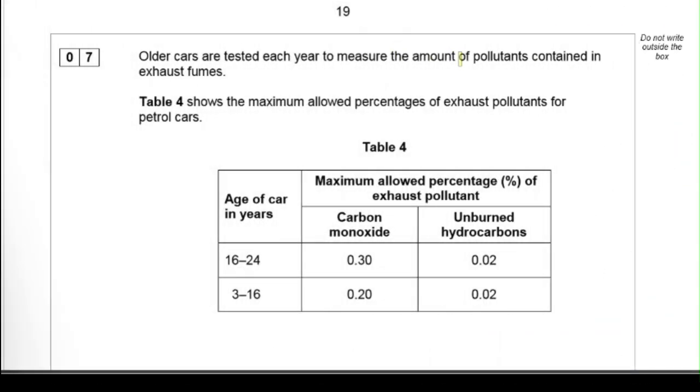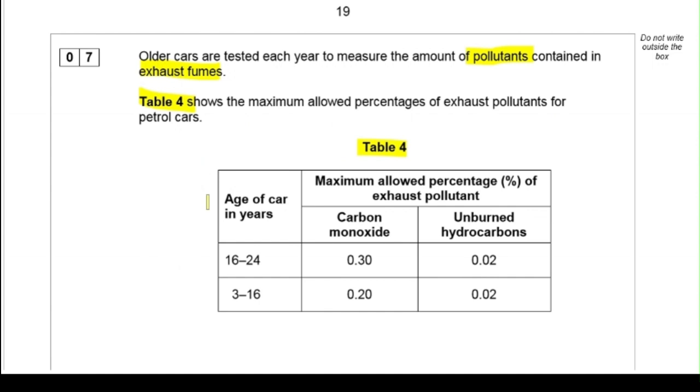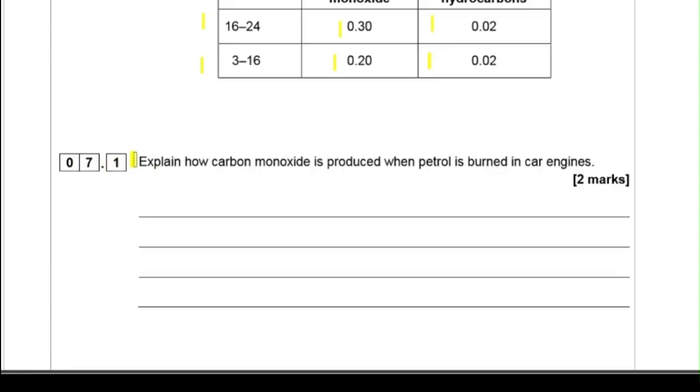Question 7. Older cars are tested each year to measure the amount of pollutants contained in exhaust fumes. Table 4 shows the maximum allowed percentages of exhaust pollutants for petrol cars, and you see table 4 there with all the details in. 7.1. Explain how carbon monoxide is produced when petrol is burned in car engines.